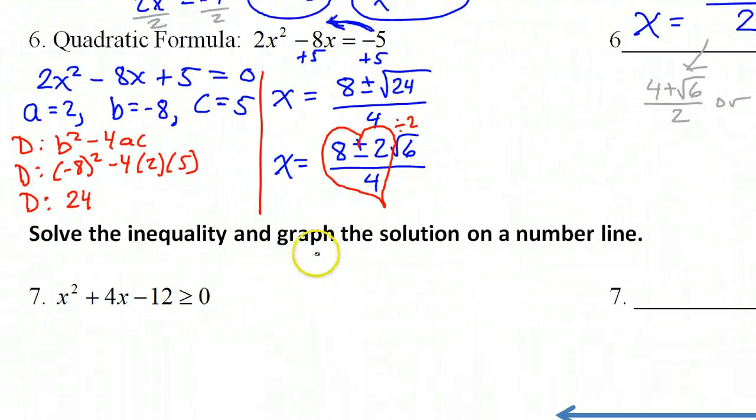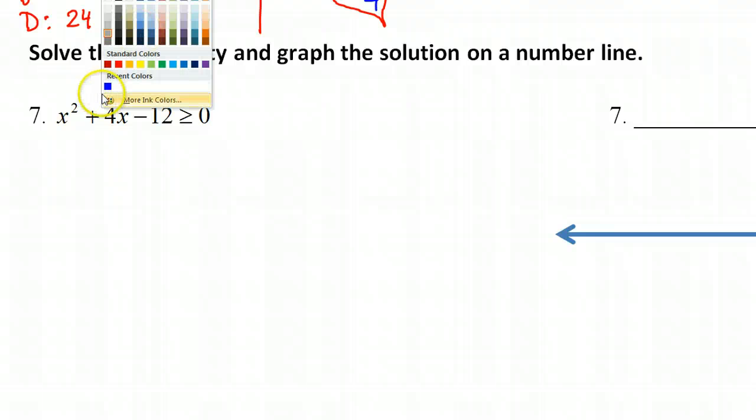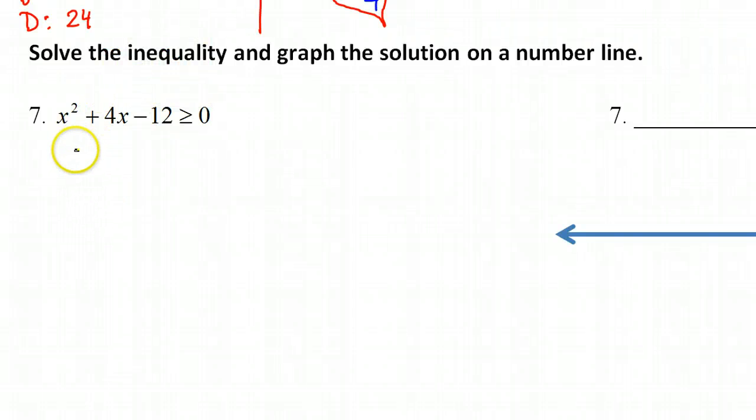Okay, let's take a look at number 7. Solve the inequality and graph the solution on a number line. Okay, inequality: x squared plus 4x minus 12 is greater than or equal to 0. The best thing to do is to solve this using factoring.